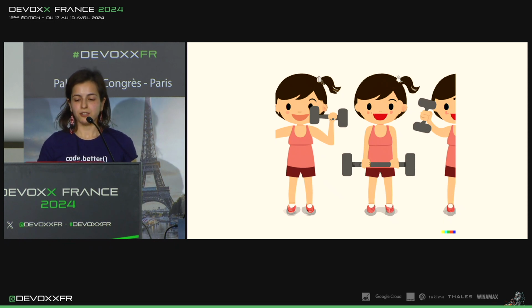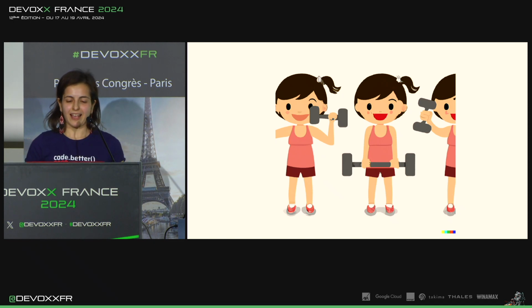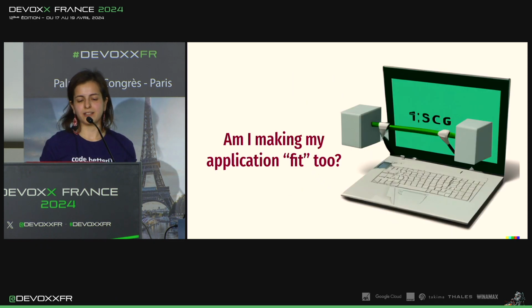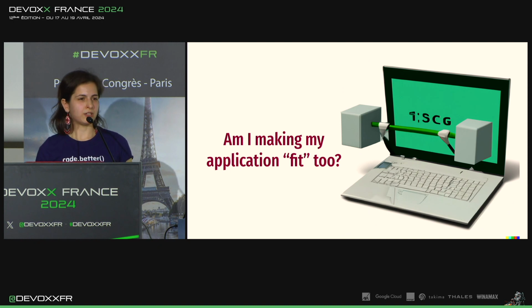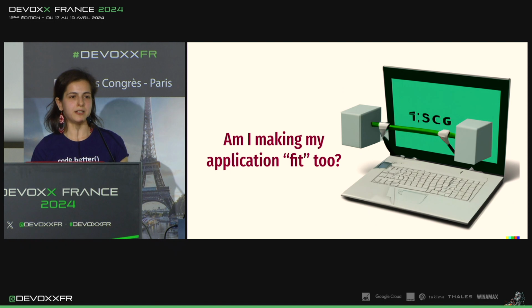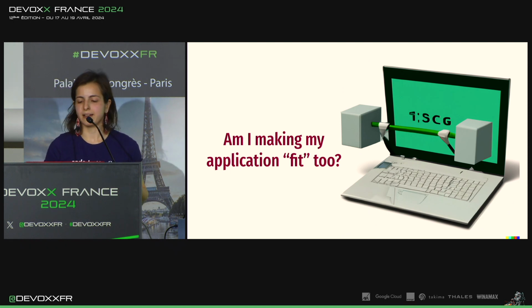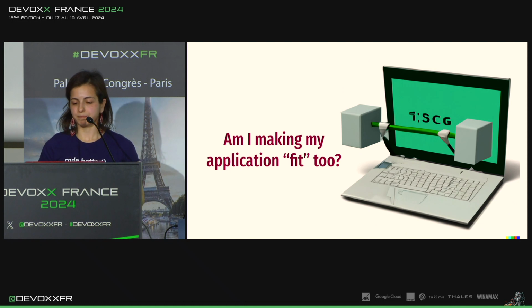So I was trying to do it, and everything mixed up in my head. And I was thinking at some point that I'm making my application fit too when discovering and analyzing these memory leaks. So I found a lot of similarities in the way we treat our applications and how we treat our bodies. So I had this idea that basically we can treat our applications as our bodies and find a lot of analogies to explain memory leaks to people.